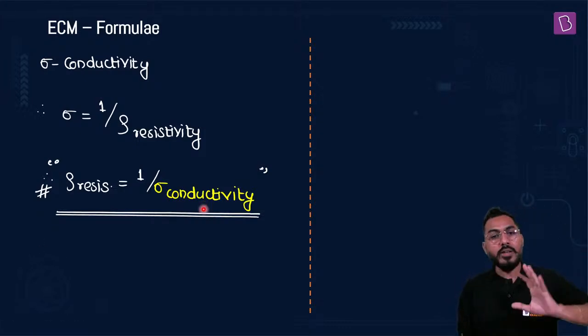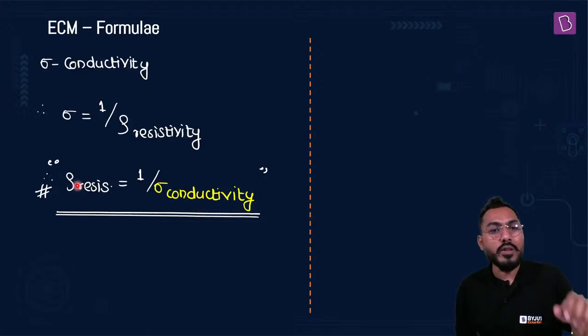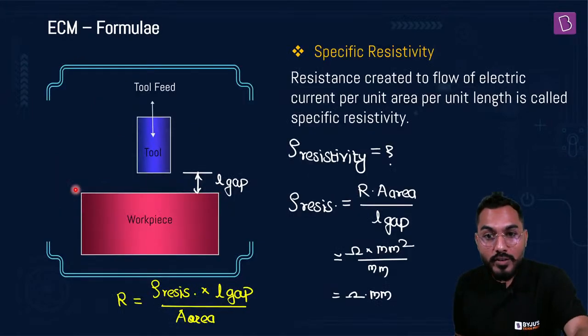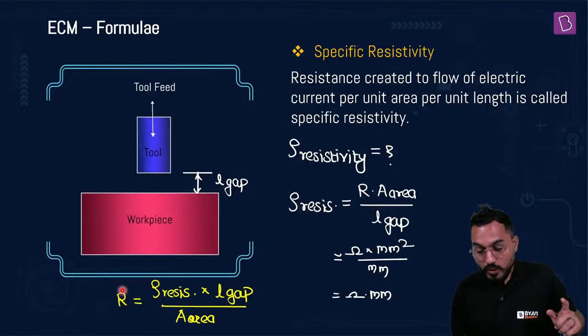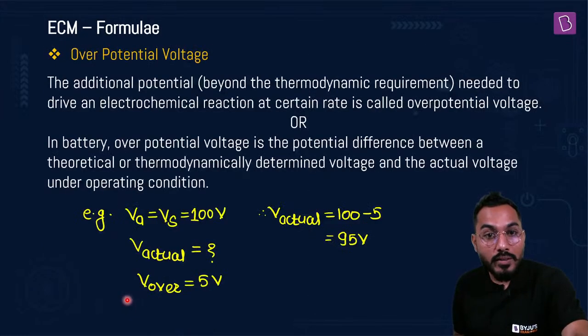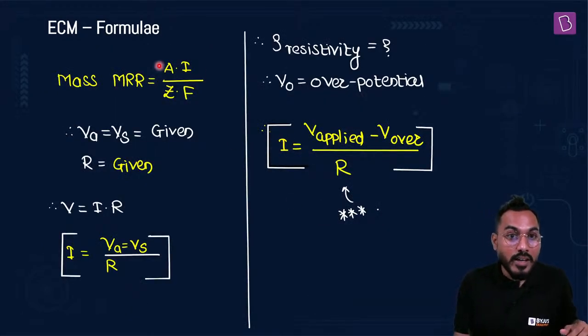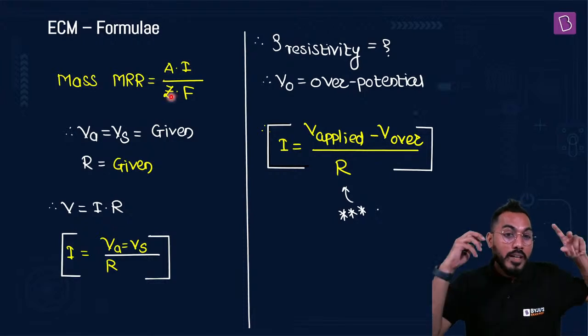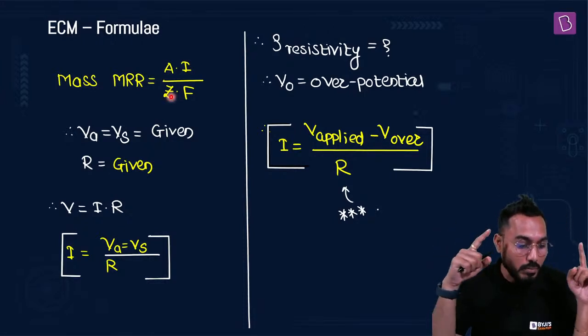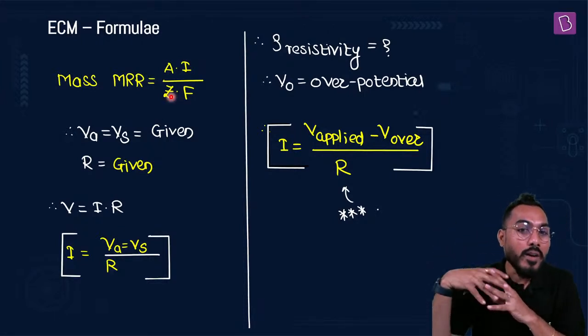Conductivity is given. Take 1 by sigma conductivity. Calculate resistivity. Once you calculate resistivity, from that resistivity calculate resistance. Once you calculate resistance, from that resistance calculate current. Once you calculate current, you put it here and calculate material removal rate. And once you calculate material removal rate, you will get all India rank 1 directly.